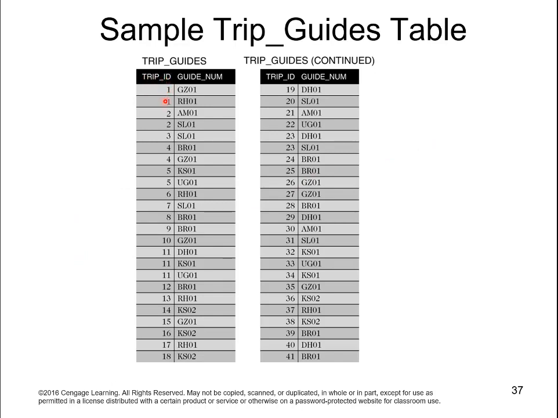So trip ID 1 has 2 guides. Trip 2 also has 2 different guides, while trip 3 only has 1 guide. Why did we do this? I'll give you the short answer, but we're going to talk about this more in a couple of weeks. This table is actually known as what's called a many-to-many relationship. We are bringing many trips to many guides together in one table.